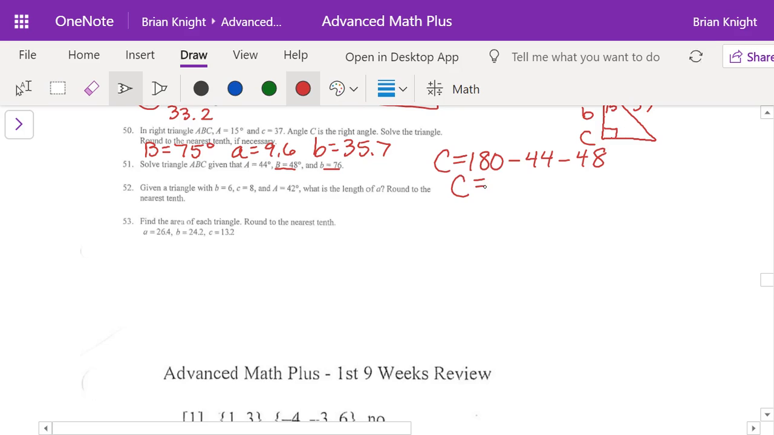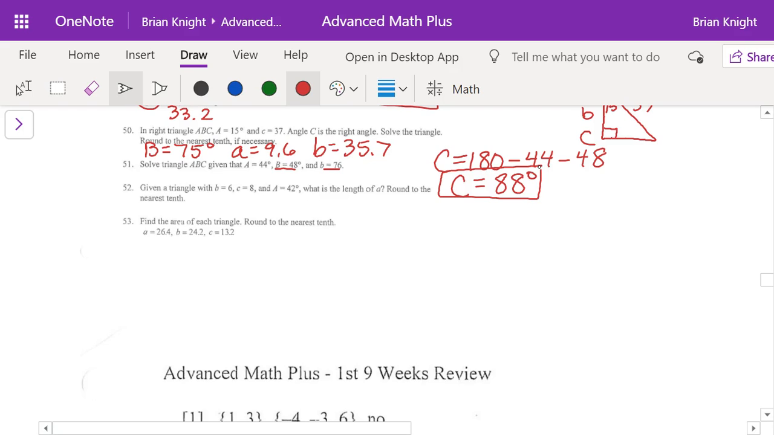So, angle C is 88 degrees. And again, if you only have one answer that has 88 degrees for angle C, you'd be done right now. Okay? We're going to assume that they all have 88. Then we go to using our law of sines.